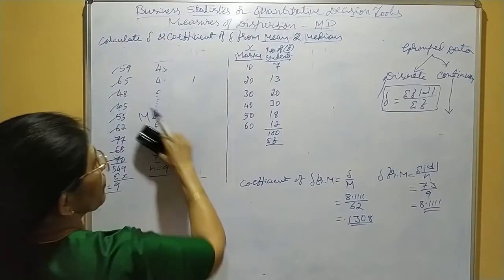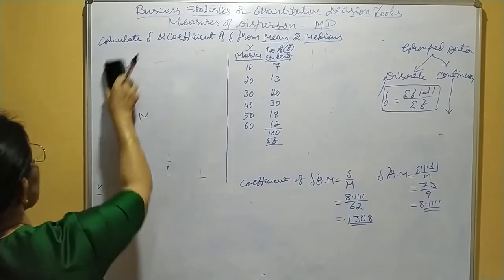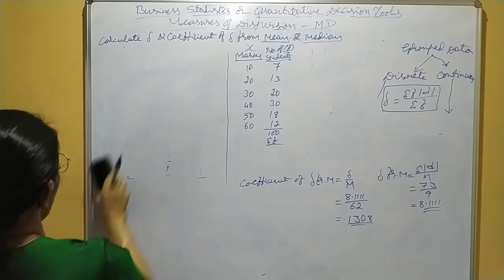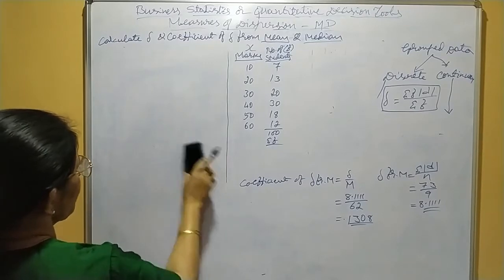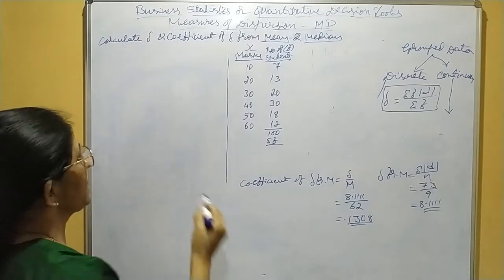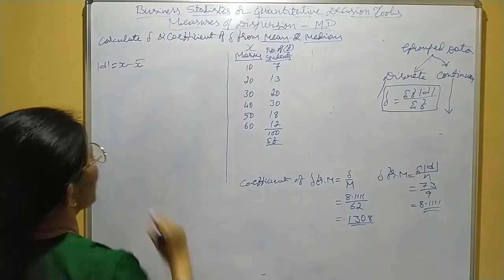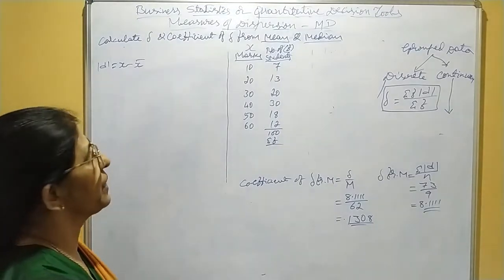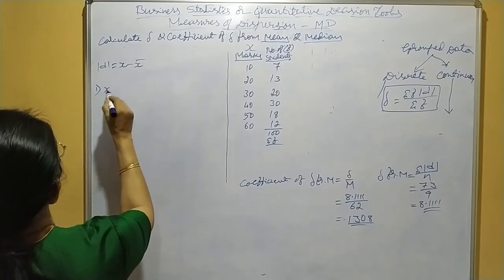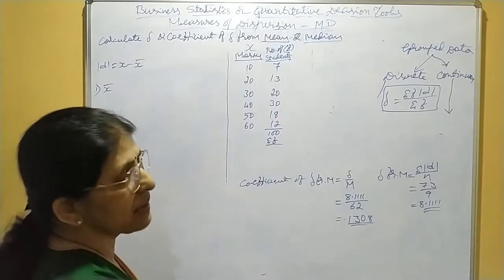That means formula is what? Sigma f modulus d divided by sigma f. F modulus d means what? F into modulus d. That means first we have to find out modulus d. Modulus d, even in case of discrete series, same formula, modulus d equals x minus x bar when it is mean deviation from mean. That means here first step we have to find out x bar under discrete series.